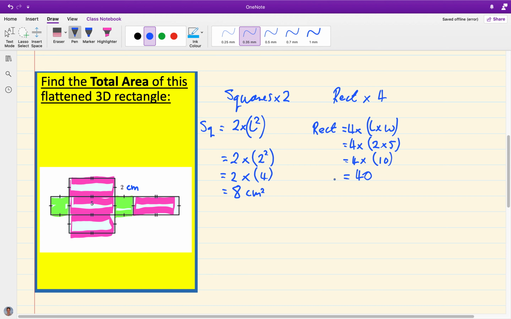Okay. And then for the total surface area, we just want to add the squares TSA plus our rectangles TSA. So there we end up with 8 plus 40 and end up with 48, and if we use the unit we were using earlier, 48 centimeters square for that one. Okay, so on to something a little bit harder again.